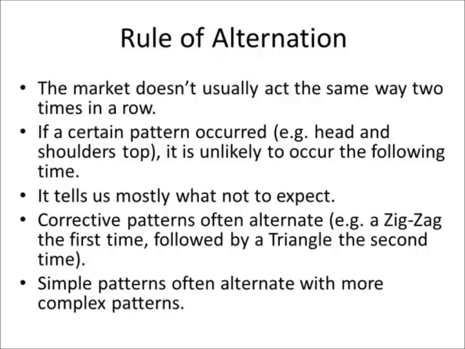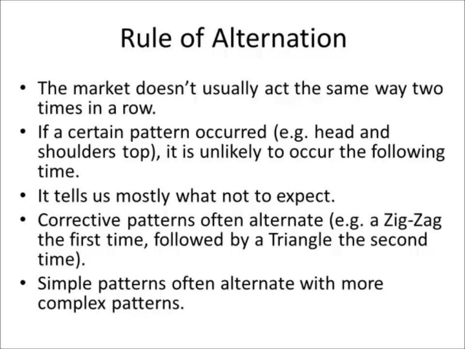So that is the rule of alternation, that we're not likely to see the same pattern 2 times in a row. If we see a head and shoulders pattern once, we might see a different type of top pattern the next time. And really this is telling us more about what not to expect rather than what to expect. So if we've seen one particular pattern, this tells us that next time we should not expect the same pattern to occur.